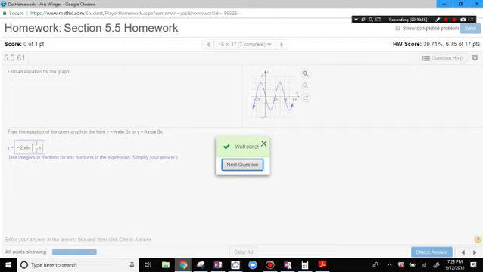Oh, you have to click it. There you go. There's the sine and the function. You just want them both. That's all.